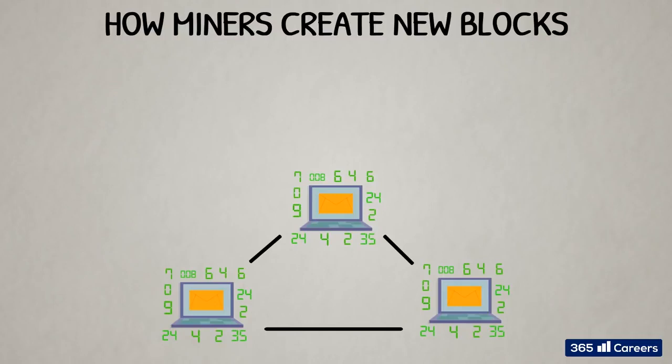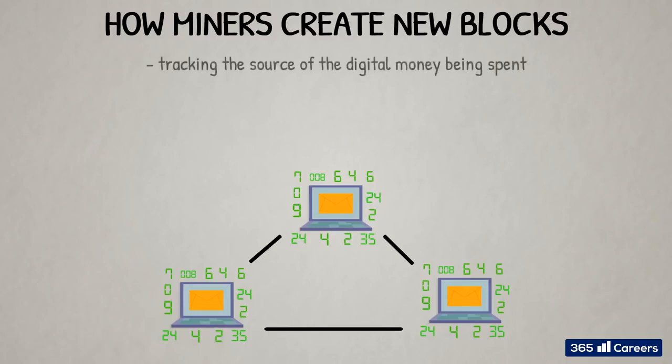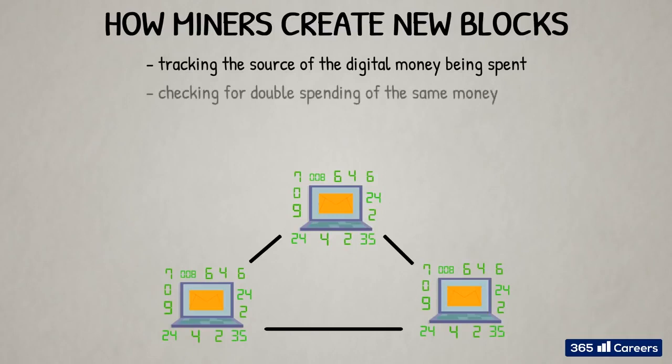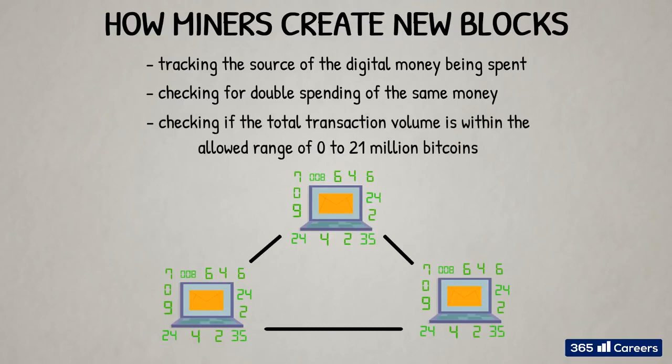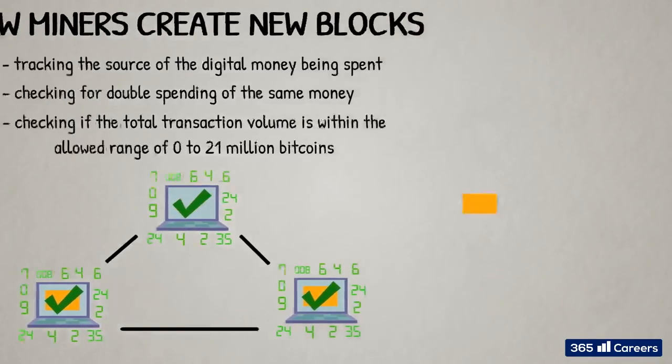Upon receiving such data, each node independently verifies each and every transaction against a long list of criteria, including tracking the source of the digital money being spent, checking for double spending of the same money, and checking if the total transaction volume is within the allowed range of 0 to 21 million bitcoins, as 21 million is the maximum total supply of Bitcoin allowed by the system. And the list goes on. The Bitcoin software installed on the node performs a number of other checks and balances.